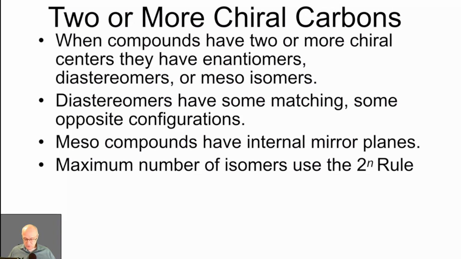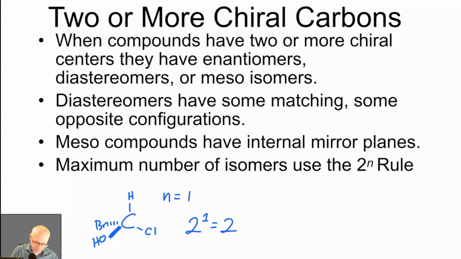Now, there's a fun rule you might want to write down and remember, the 2 to the n rule, where n is the number of chiral carbons. That's the maximum number of stereoisomers you can get. So let's take, for example, a molecule that has 1 chiral center. So n equals 1, because n is the number of chiral centers. So 2 to the 1 equals 2. No problem. Enantiomers, right? R and S.